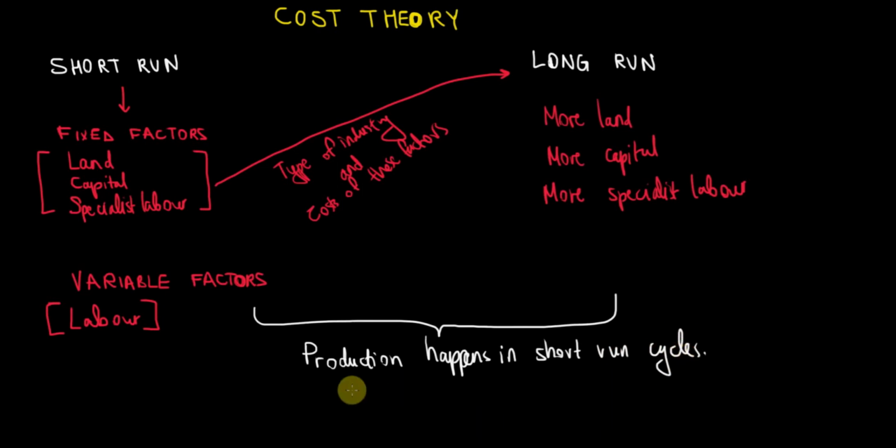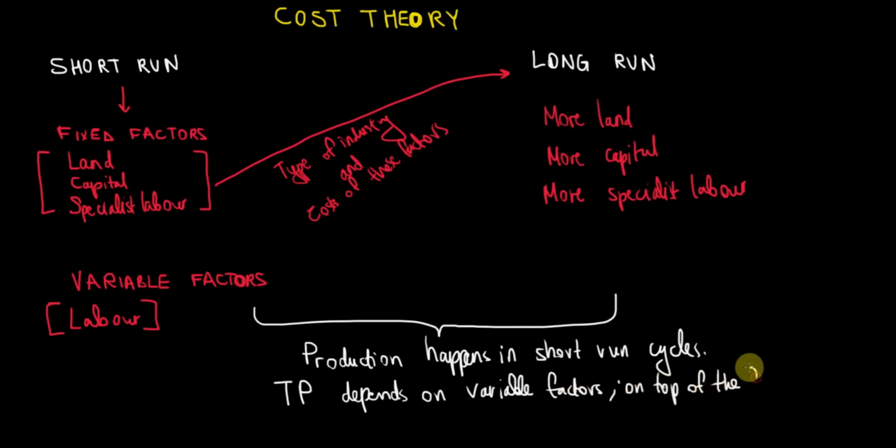And moreover, the total production, I'm going to write TP, depends on variable factors like the labor, on top of the fixed factors that we pay for. Because the fixed factors are fixed costs. We pay them once and that's it. How much we produce afterwards is going to depend on the variable factors that we can employ in order to satisfy the demand on the market.